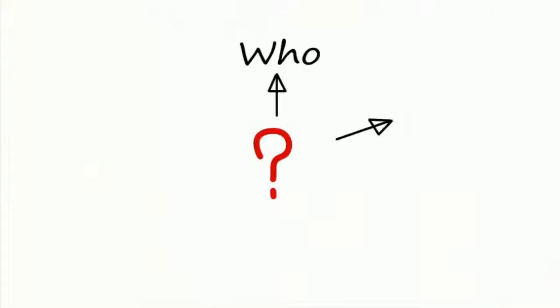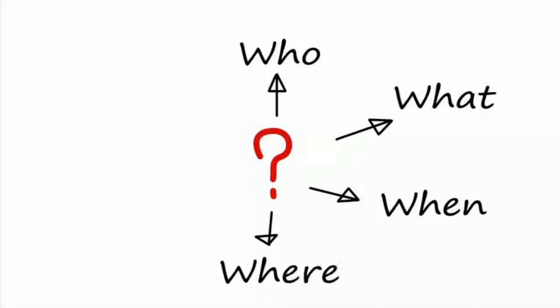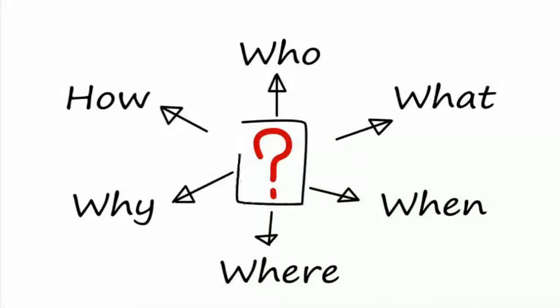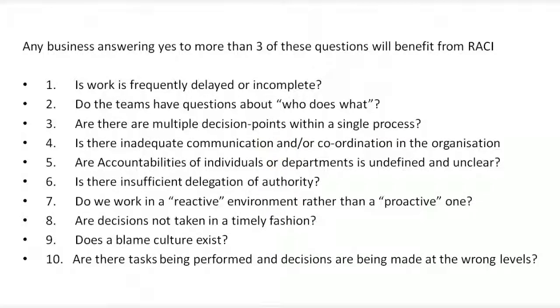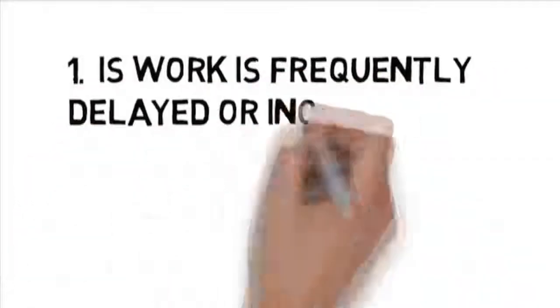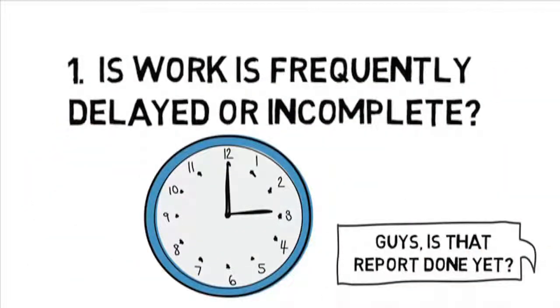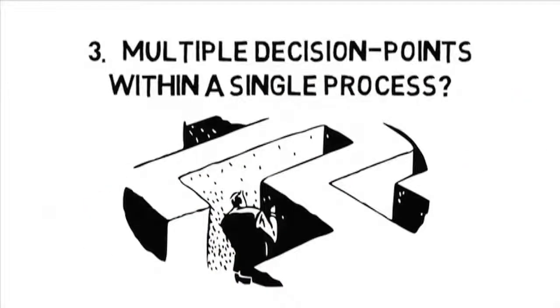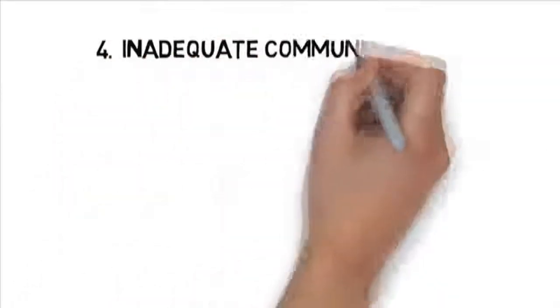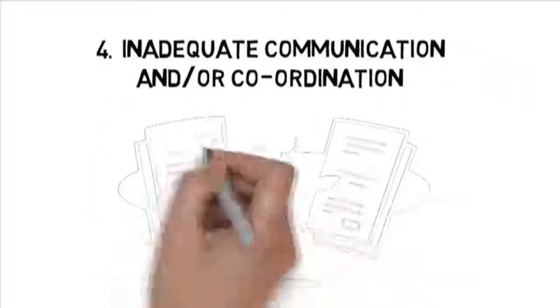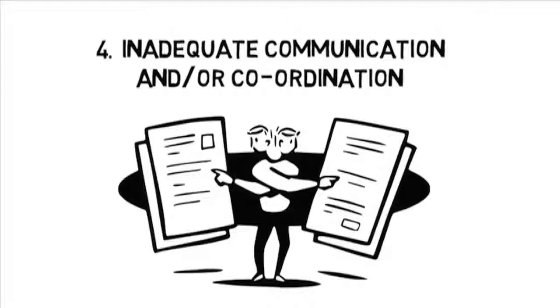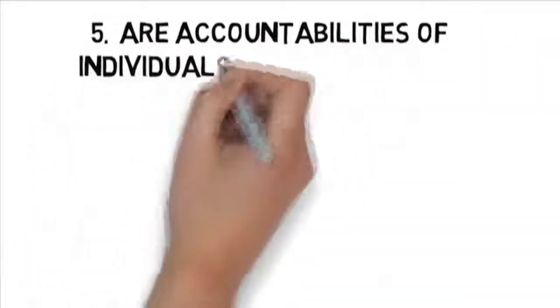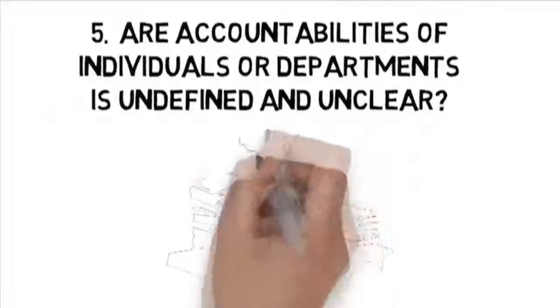yet simple solutions. The RACI questionnaire highlights problems associated with many growing organizations, and these questions, requiring a simple yes or no answer, will speak for themselves. Number 1. Work is frequently delayed or incomplete. Number 2. The teams have questions about who does what. Number 3. There are multiple decision points within a single process. Number 4. There is inadequate communication and/or coordination within the organization. Number 5. Accountabilities of individuals or departments is undefined and unclear.